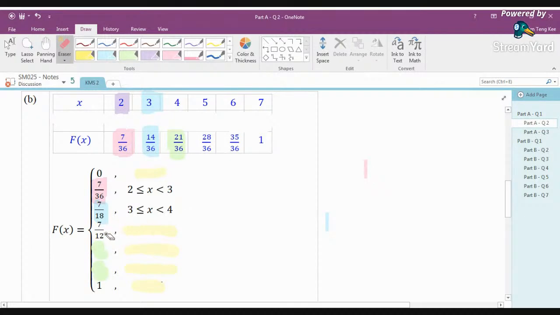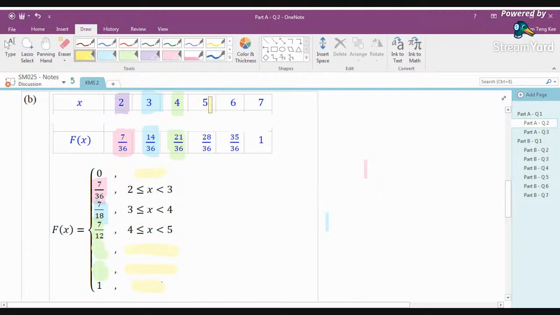In the function here, we must simplify. And how do you define this one, 21 over 36? You will start from 4 until somewhere before you reach 5. We exclude 5 because once we start at 5, we shall read the new F(x) value. So if you know it starts from 4 before you reach 5, this is the answer we have: 4 less than or equal to x less than 5.